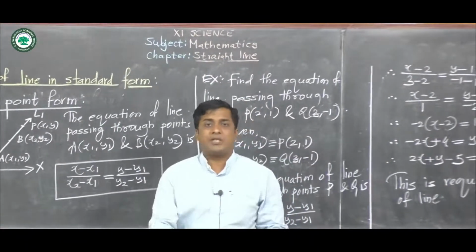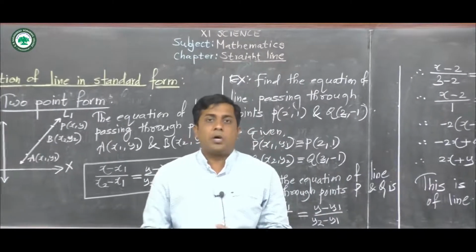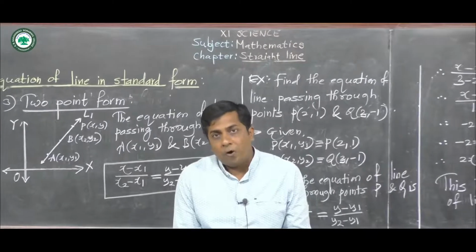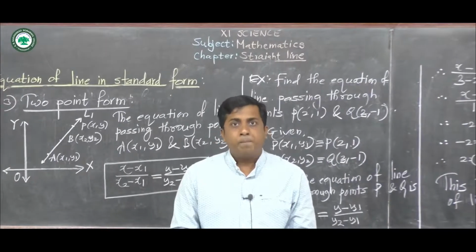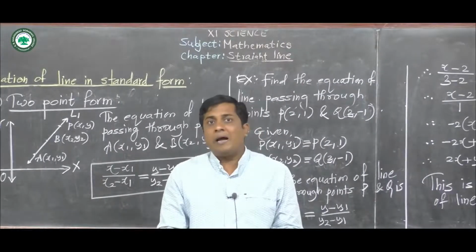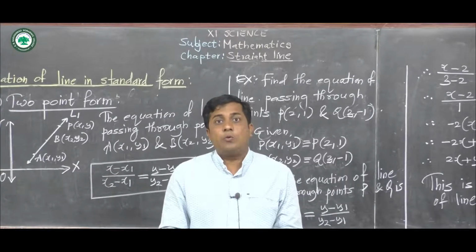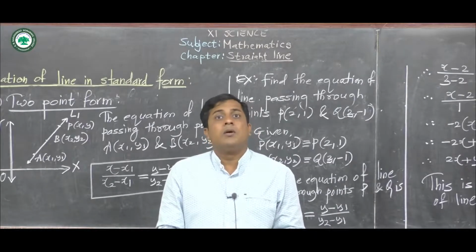So in today's lecture, we see our 3 forms. Here first is slope point form, second is slope intercept form, and third is 2-point form. We define these 3 forms and we see some important examples related with these forms.